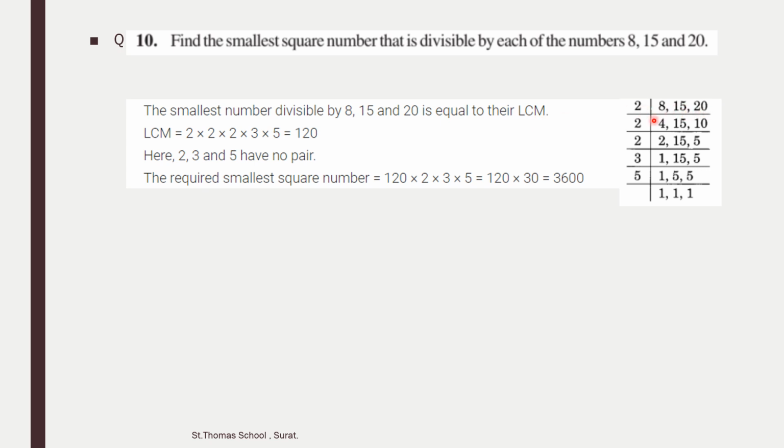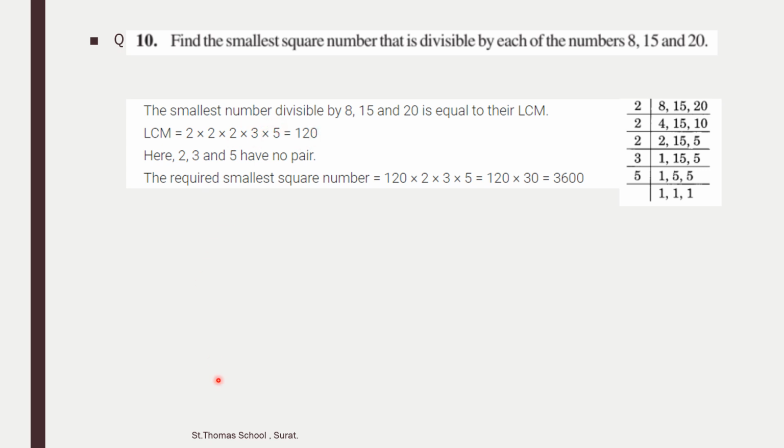So divide by 2, 4. 15 is not in the table of 2, right? As it is. Again 20 divided by 2, that is 10. Again divide by 2, 2, 15, 5. Again divide by 2, you will get 1, 15 and 5. 15 is table of 3. So you have to write 3, 1, 5, 5. Again divide by 5, that is 1, 1, 1. So what is the LCM? 2 multiplied by 2 multiplied by 2, 3 multiplied by 5. Now 2 2s are 4, 4 2s are 8, 8 3s are 24, 24 5s are 120.